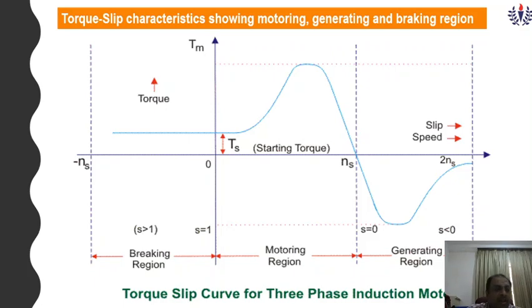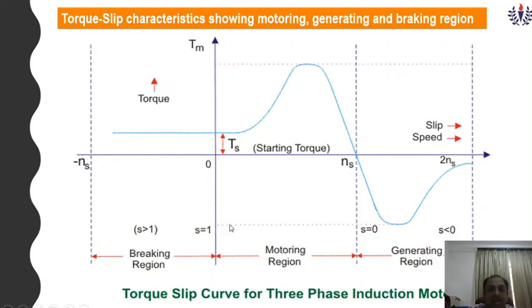When the slip varies from 0 to 1, that is when 0 is less than or equal to s, less than or equal to 1, the machine runs as a motor, which is the normal operation. The rotation of the rotor is in the direction of the rotating field developed by the stator current. In this region, it takes electrical power from the supply lines and supplies mechanical power output. The rotor speed and the corresponding torque are in the same direction.